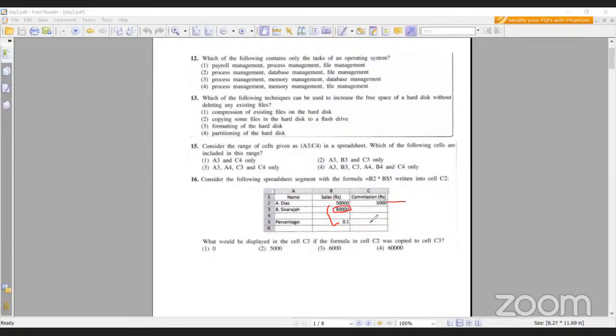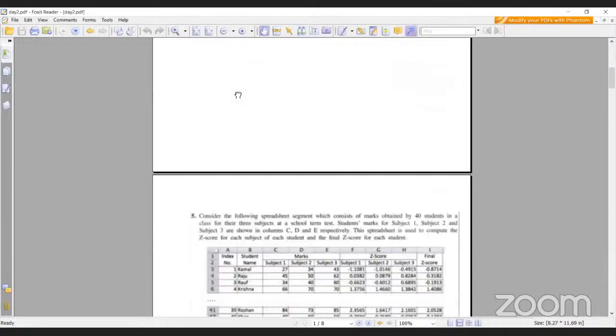Then here the formula is given, right? B2 multiplied by B$5. It is not changing. This is not changing. When you're dragging down, this becomes B3. B5 makes no change, you know, the point one. Then your answer will be 6,000. I think Nipuni has sent me the answer. Good, right? So you can understand how this dollar mark is working.